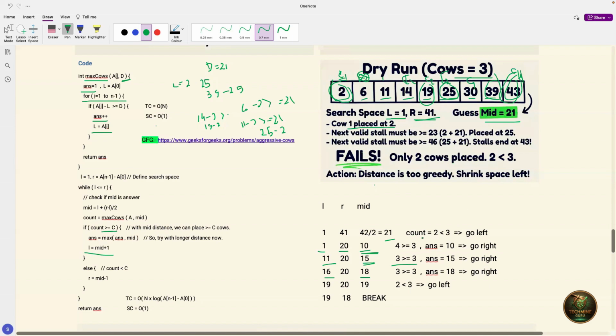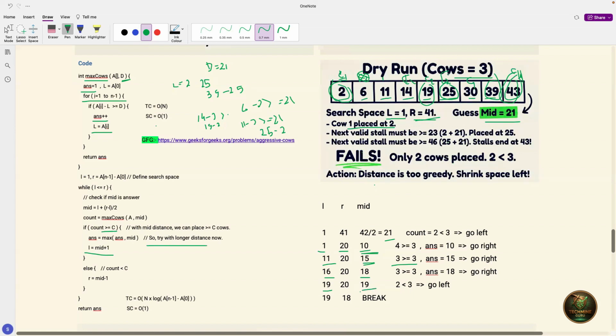Since again we got C number of cows, we will again update the answer, and we will do L is equal to mid plus 1 to check whether we can increase the distance or not. So now our L will become 18 plus 1, which will be equal to 19. So our mid will be (19 plus 20) by 2, which will be 19 only.